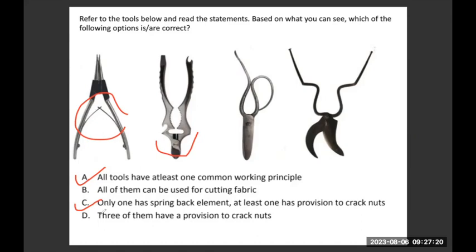And then the last one says 3 of them have a provision to crack nuts. It's not possible. In these two, it's not possible at all that you can crack a nut. So that also gets negated very easily.